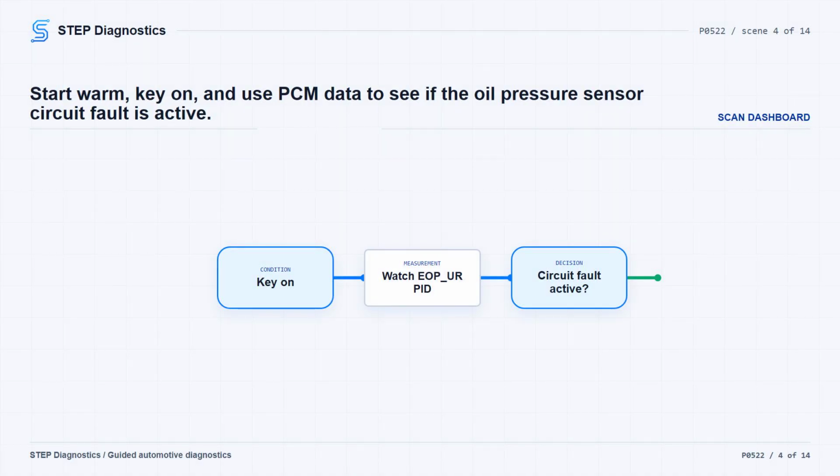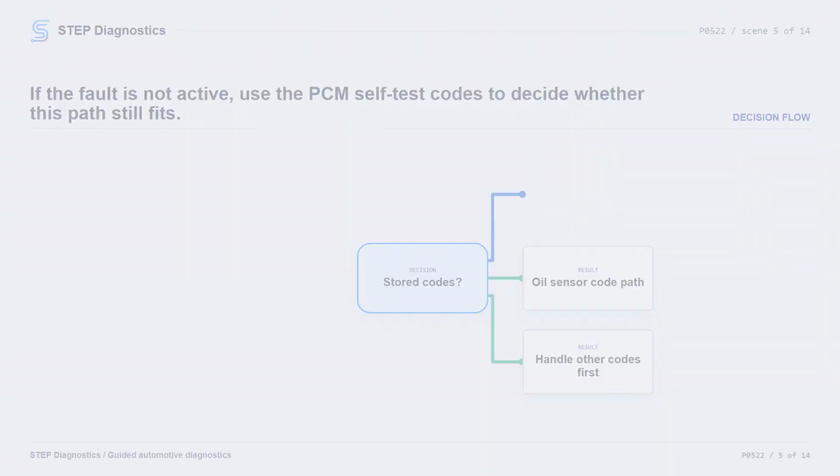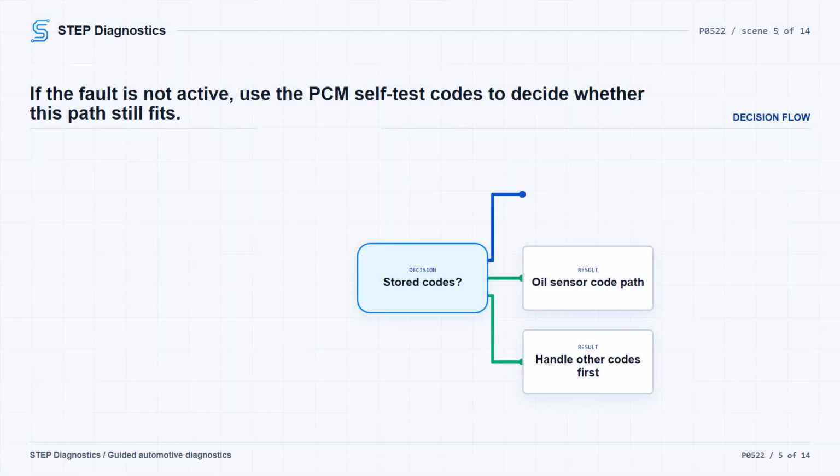Start with the engine warm or hot. Key on. Use the scan tool to get into the PCM data and watch the EOPURPID. If the sensor circuit fault is present right now, move straight into circuit testing at the oil pressure sensor. If it is not present, run the PCM self-test and check stored codes. If the oil pressure sensor family or related communication code is stored, continue into the same circuit test path. If different codes are present, check what they mean first, instead of forcing this oil pressure path.